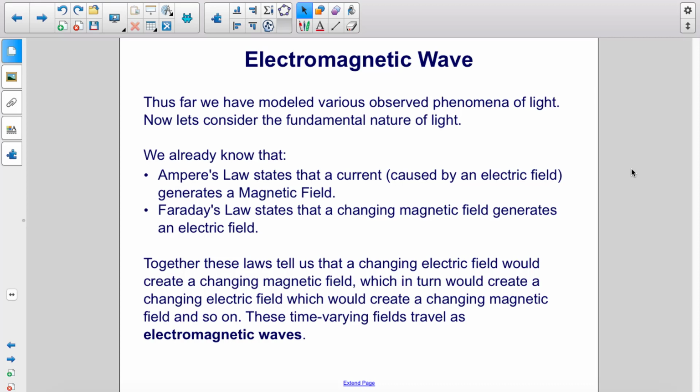We already know that Ampere's law states that a current caused by an electric field generates a magnetic field. We also know that Faraday's law states that a changing magnetic field generates an electric field. Together, these laws tell us that a changing electric field would create a changing magnetic field, which in turn would create a changing electric field, which would create a changing magnetic field, and so on. These time-varying fields travel as electromagnetic waves.